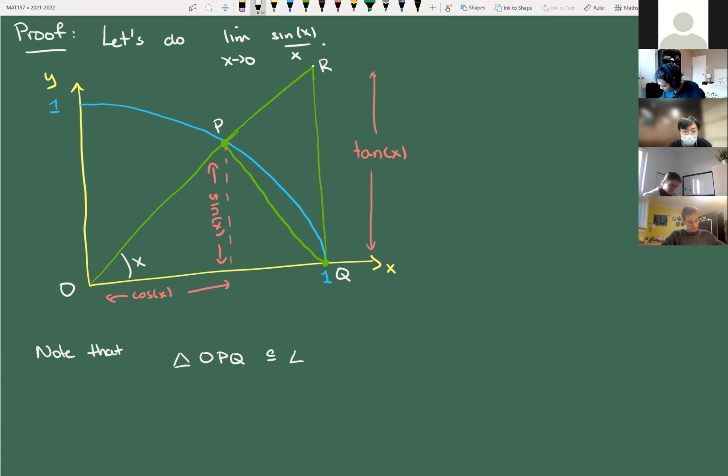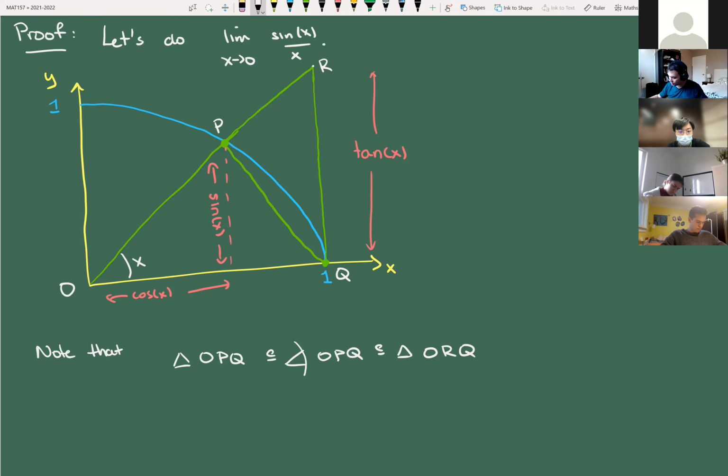How do I draw a sector? Maybe like, no, that looks like a triangle. That looks like an eye, but whatever. OPQ lives inside triangle ORQ. Does everyone agree? Right, just based on the picture, no matter what X is, whatever that angle X is, this triangle OPQ lives inside of the sector OPQ, which itself lives inside of the big triangle ORQ. Does everyone agree? Does that make sense? Someone yell if that's okay.